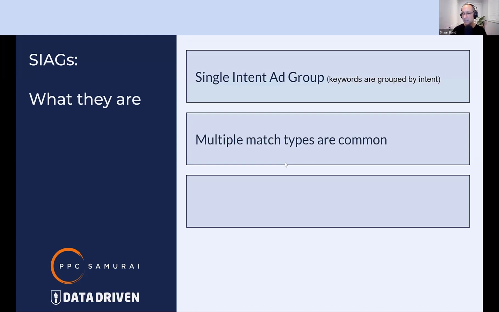It's kind of a cousin, I suppose. It's one level up. Now, in single intent ad groups, similar to single theme ad groups, it's quite common to see multiple match types. In fact, it's probably preferred.